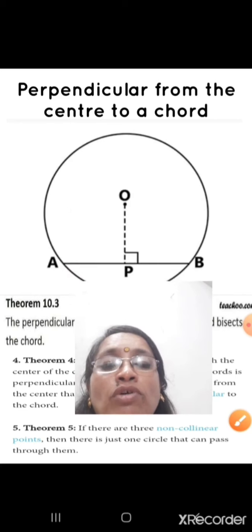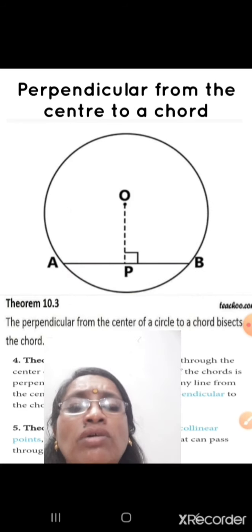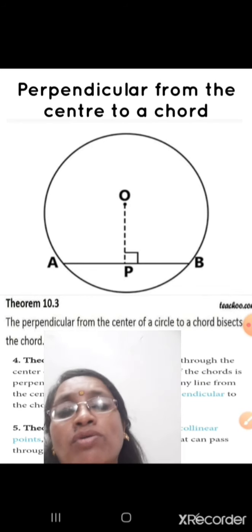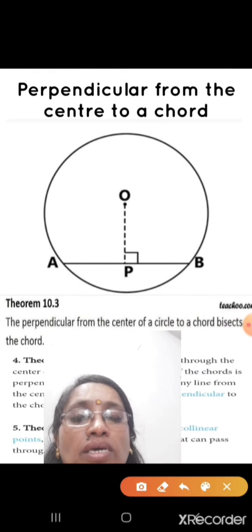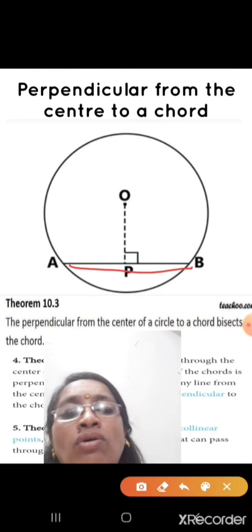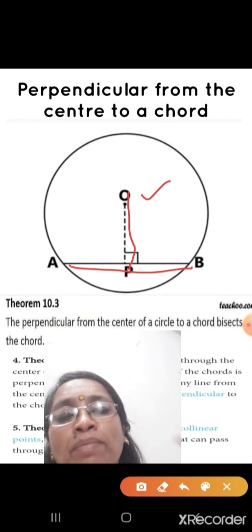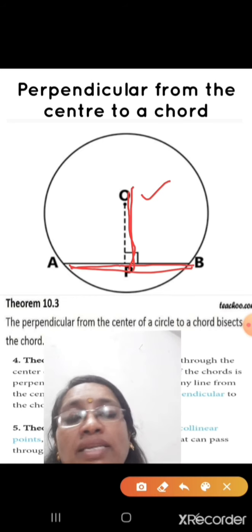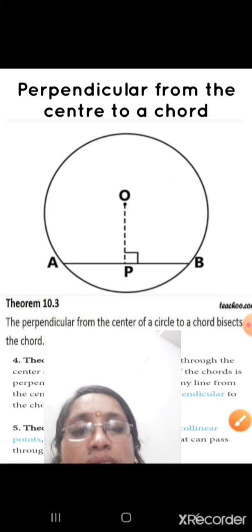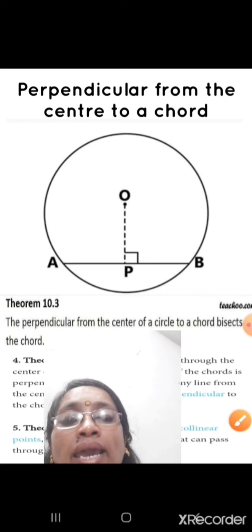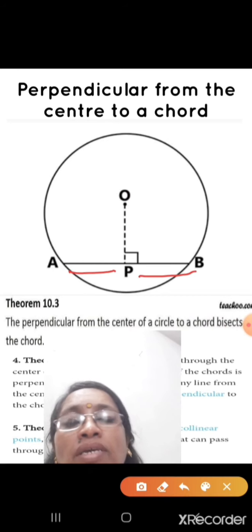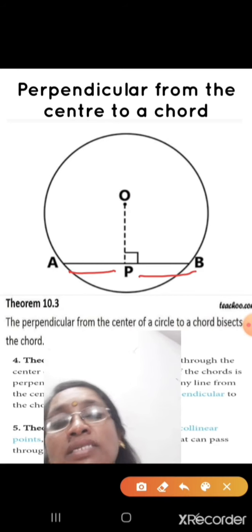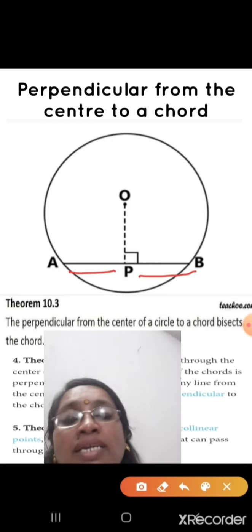Based on this topic, we have some theorems. Theorem number 10.3 is that theorem. This is the perpendicular from the center to a chord. Here AB is a chord, O is the center, and OP is a perpendicular. If OP is a perpendicular drawn to this chord, then AP equals PB. That means OP bisects AB.